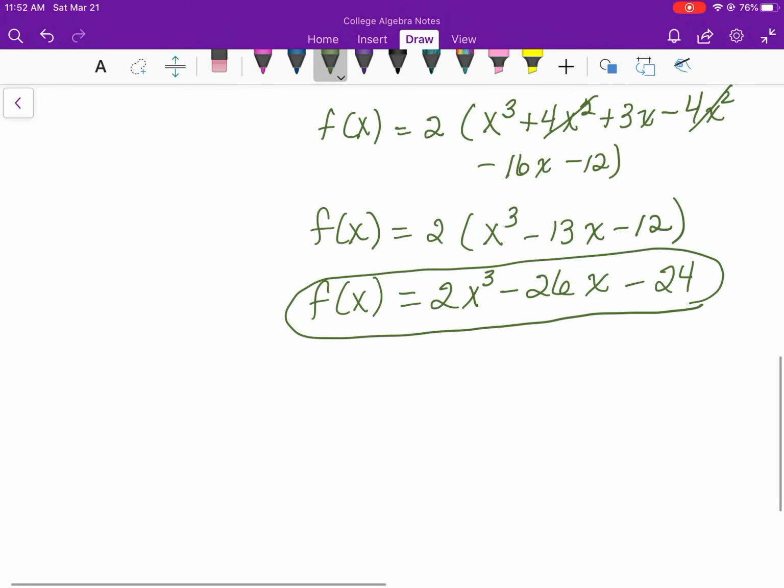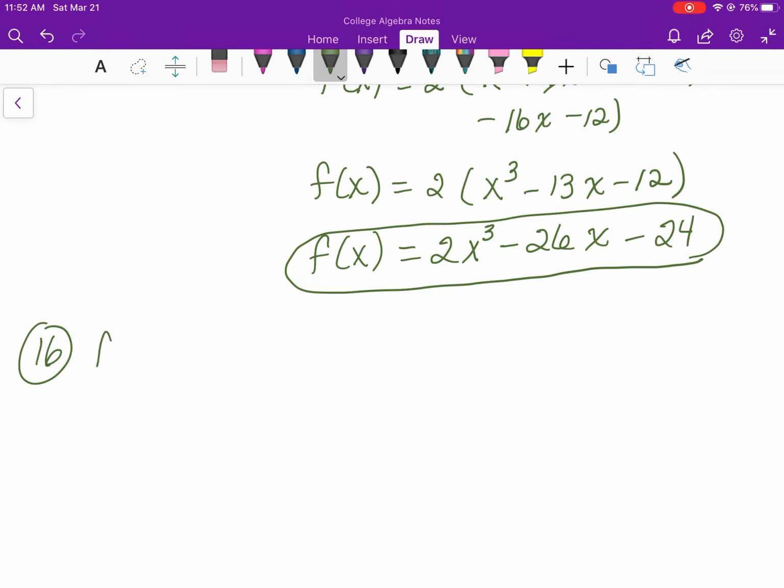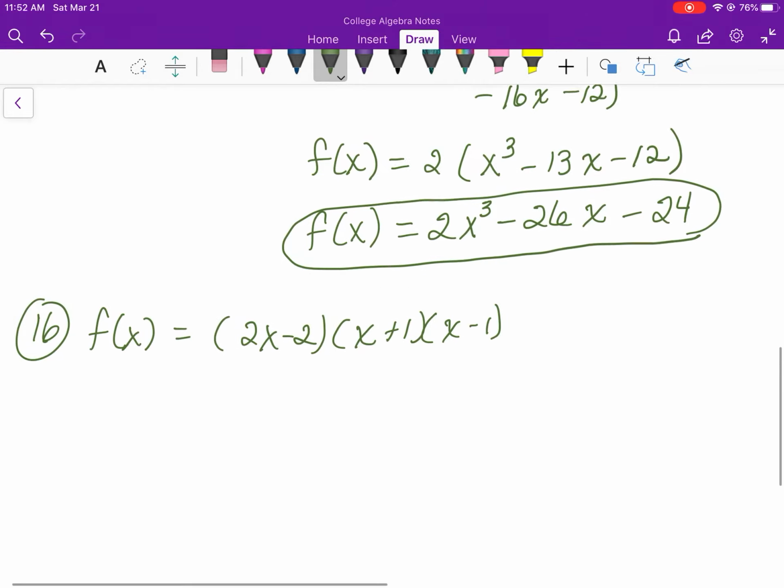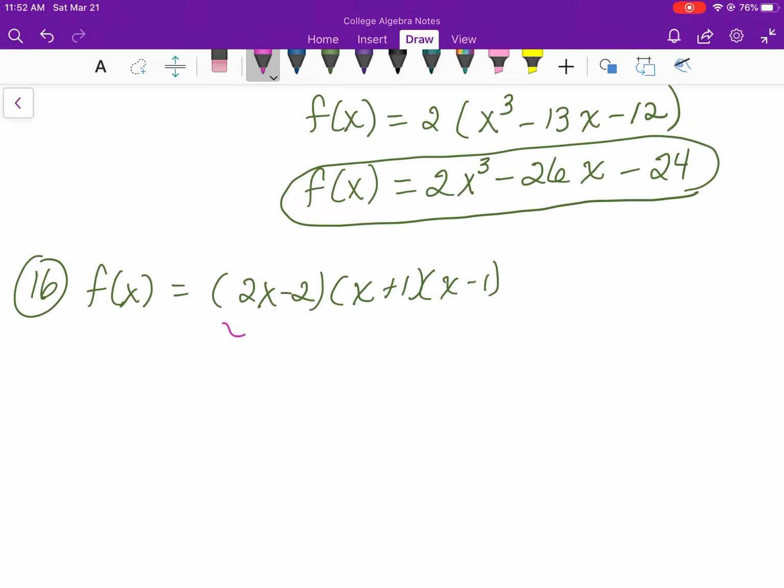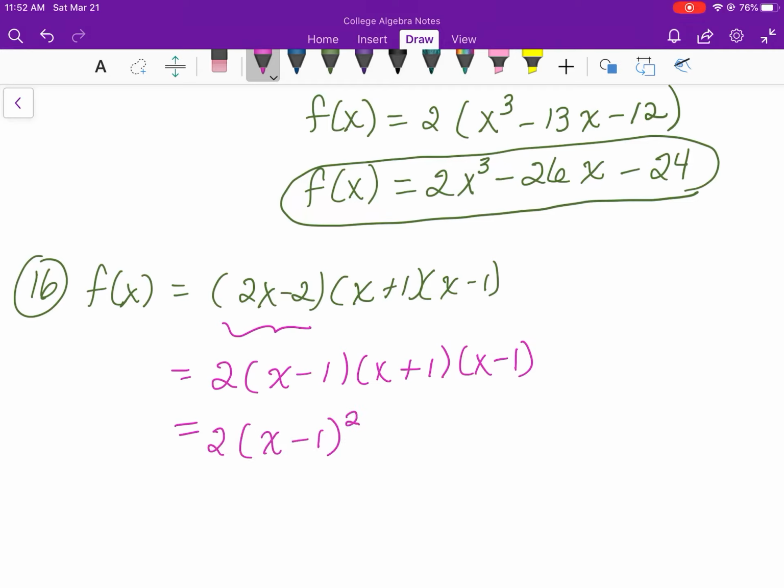Okay, moving on to number 16. Graph the polynomial. All right, if you were asked to do this on your test, here's what I would want you to do. First of all, I see I can factor out a 2 here. I'm going to go ahead and take that out. All right, now that gives me some really important information. That tells me x minus 1 is squared.